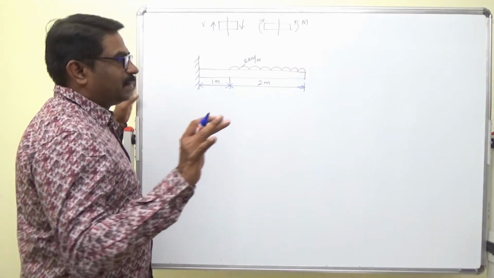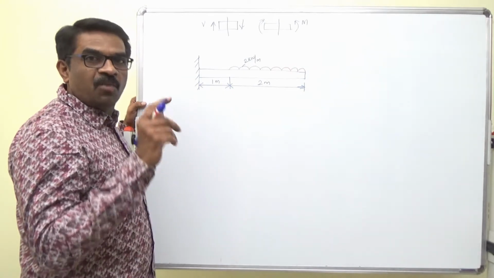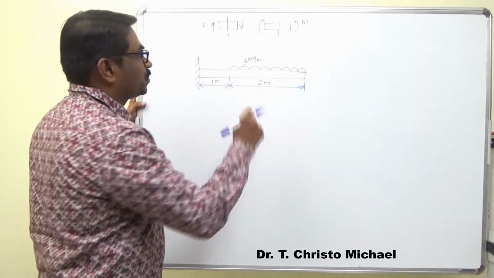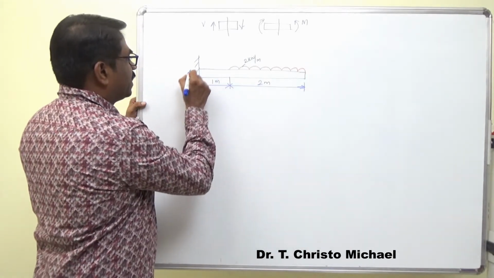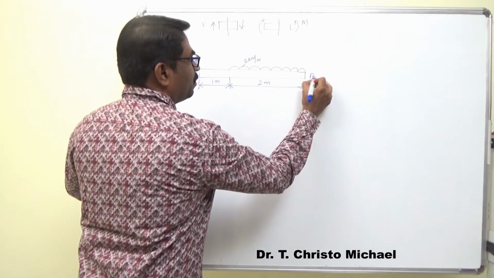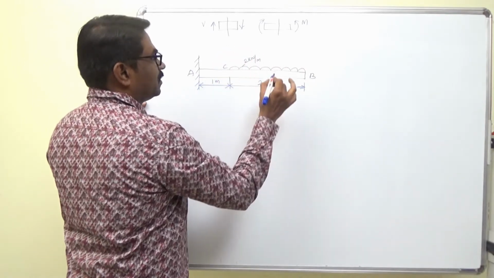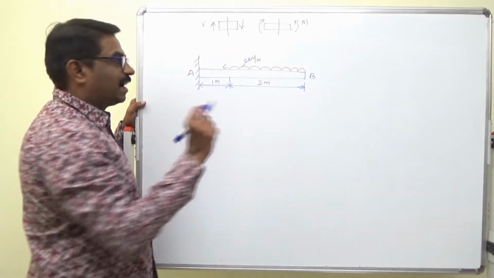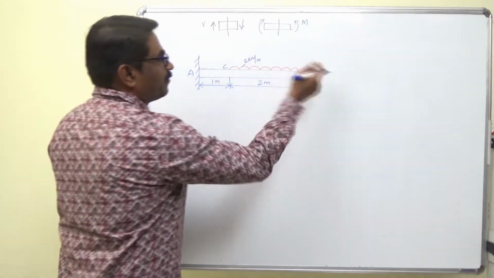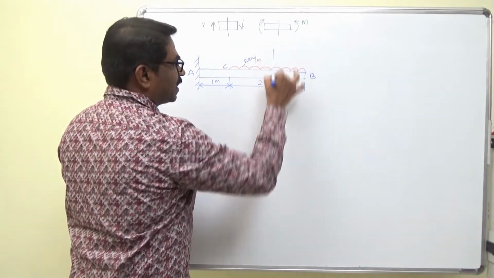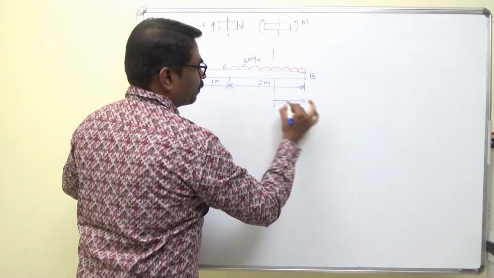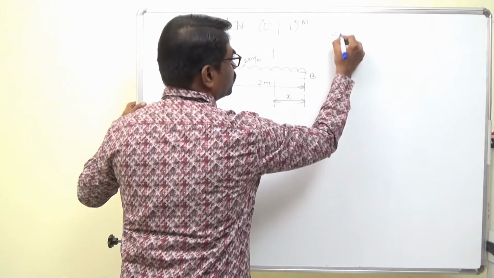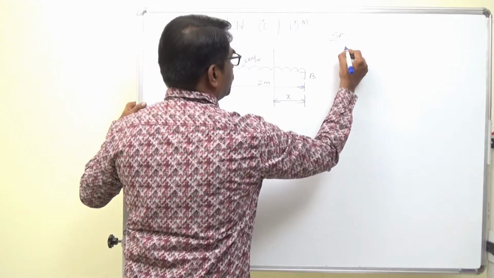So now in this problem, how many segments can we divide it into? We can divide this into two segments. I will name it A, B, C. So CB is one segment and AC is another segment. I come from this end and take a section X. First, shear force between CB.